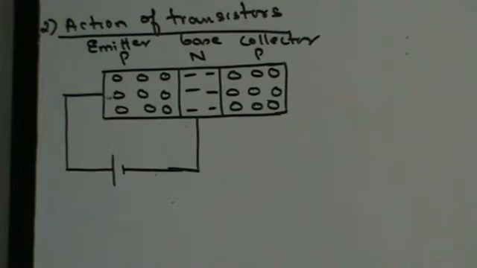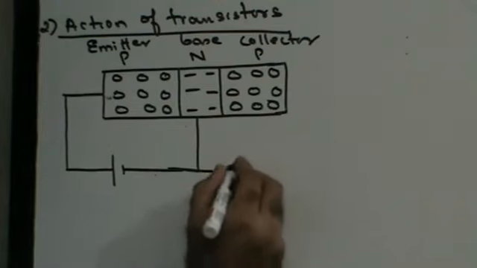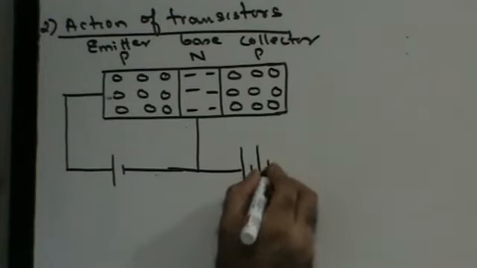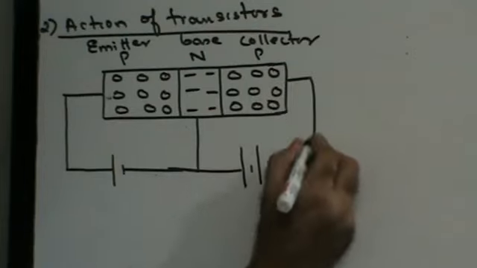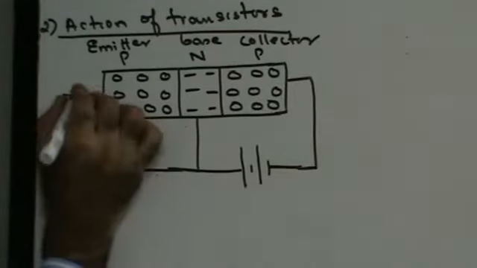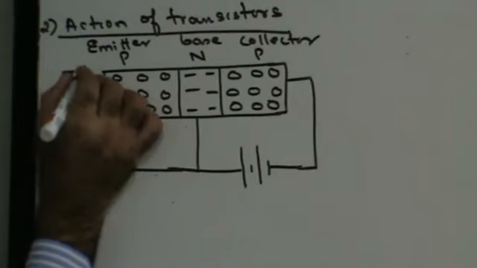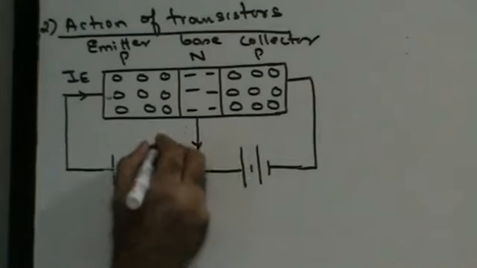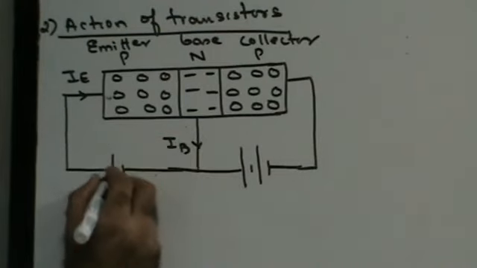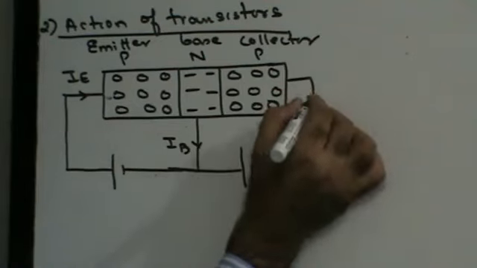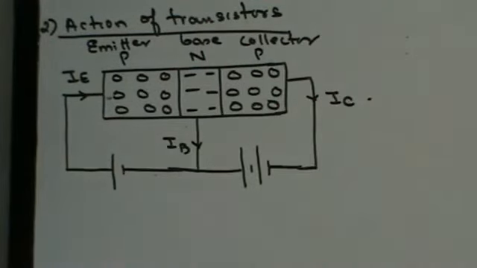We also said that the base collector diode should be reverse biased. Reverse bias means the N-type semiconductor is going to be connected to the positive terminal of the battery. Right? Now, let's assume that IE is the current here. This is my emitter current. Let's assume that IB is the base current here. And let's assume that IC is the collector current.